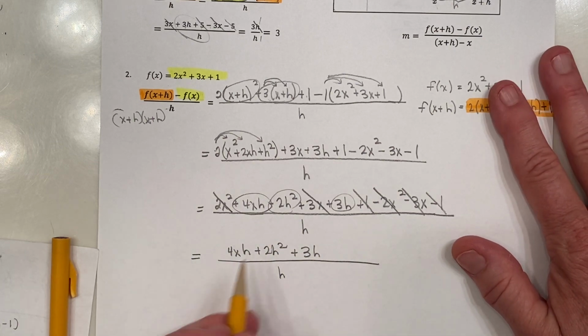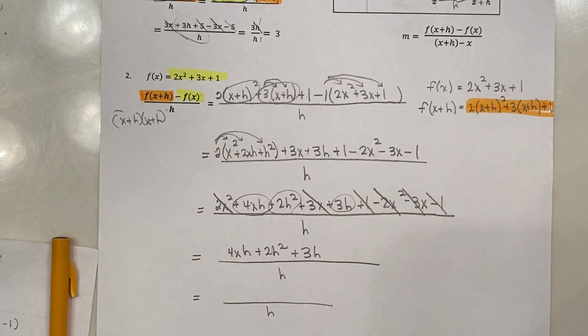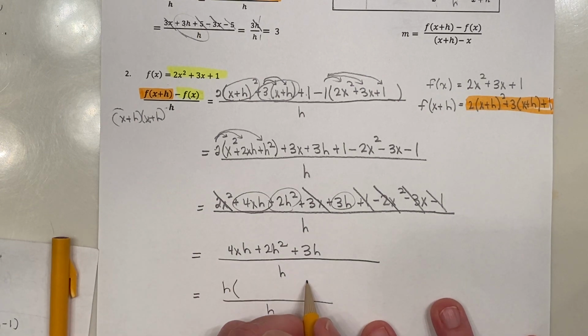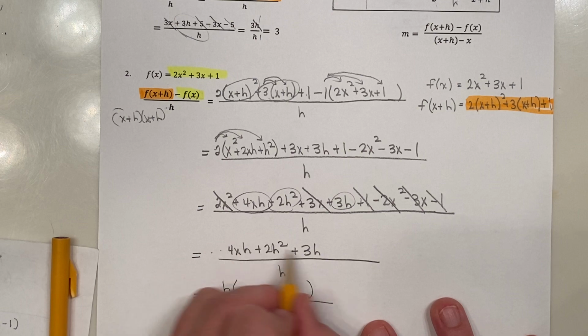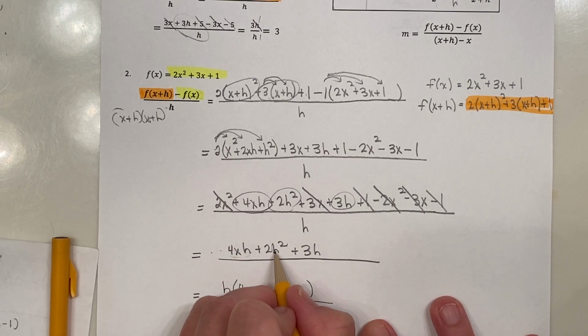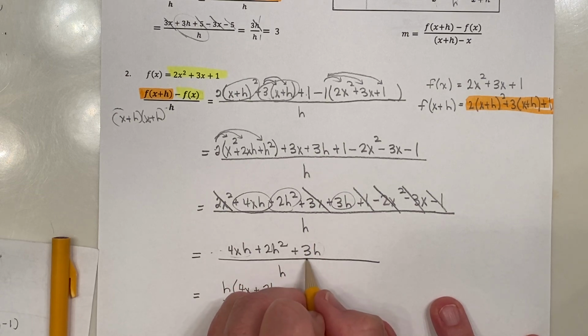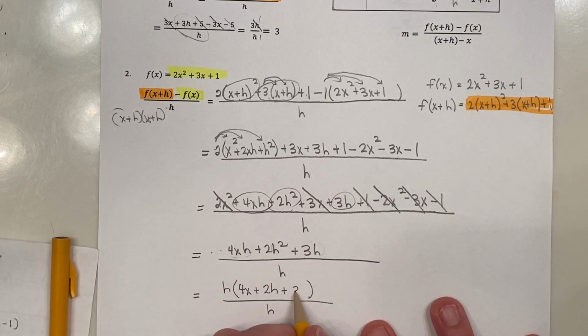I'm almost done, but I noticed that in the numerator, every term has an h. This is going to happen for all these quadratic equations. So what I can do is pull that GCF out, that h up front, and that will leave me with 4x plus, when I divide out an h here, I'm left with just 2h. When I divide out an h here to pull up front, I've just got the 3.